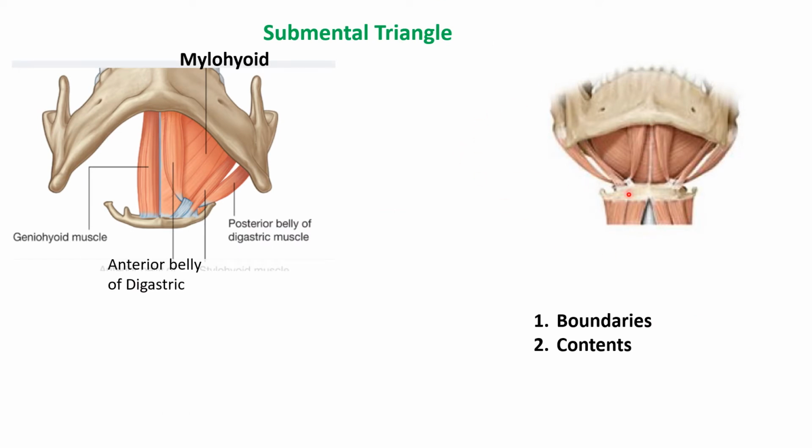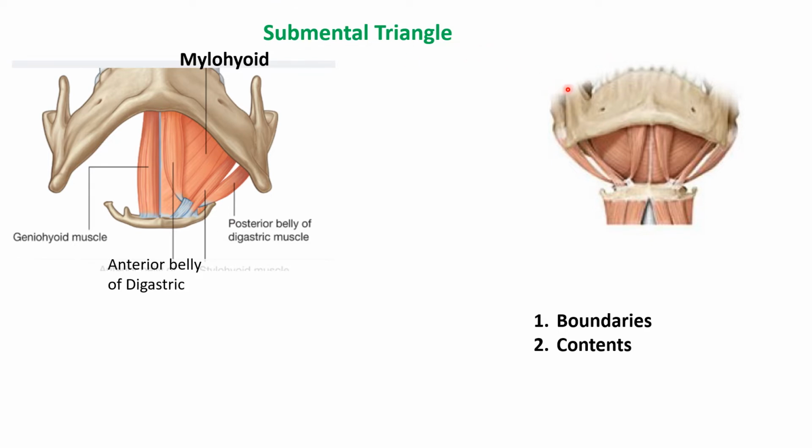Now, there is only one single submental triangle, which is formed by the two anterior bellies of digastric on both the sides. So, this anterior belly of digastric on this side and this anterior belly of digastric on this side, with its tip at the chin and the base at the body of the hyoid bone. Together, this area is the first triangle which we are doing, the submental triangle.